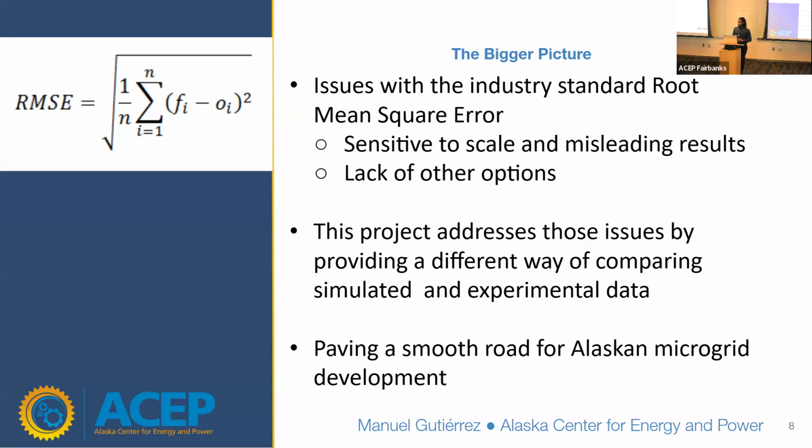Because root mean square error is the only way that researchers can compare model accuracy, there's a need for more options that can excel in different areas. This project addresses that issue by providing a different way of comparing simulated and experimental inverter data. With that, researchers can improve the models to more accurately simulate real-world behavior. Improving a model could be a massive step forward for Alaska's microgrid-reliant energy infrastructure, paving the way for new microgrid projects or integration amongst existing microgrids.